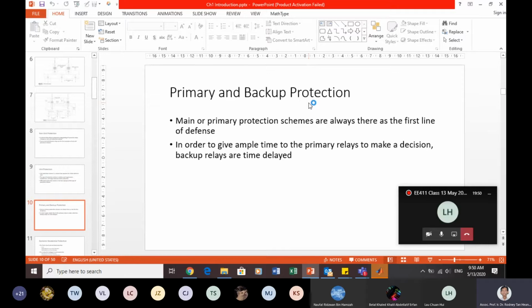Some of the houses may have the MCCB, so the MCCB will trip. Some of the houses don't have an MCCB, so it will go all the way to the fuse. There is a fuse at our meter there, so that acts as a backup protection. If our MCCB inside fails to operate, so they always have primary and backup protections.